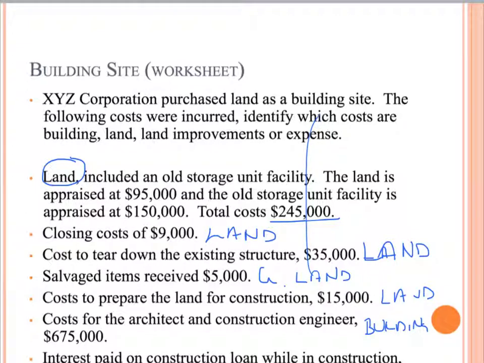Further down on our worksheet, we have the cost of a parking lot for a new building. Well, parking lots are part of land improvements. Cost of landscaping, that's also land improvements. Repairs from a snowstorm. So a snowstorm damaged your construction site. That's an expensed item. This concludes part 1.